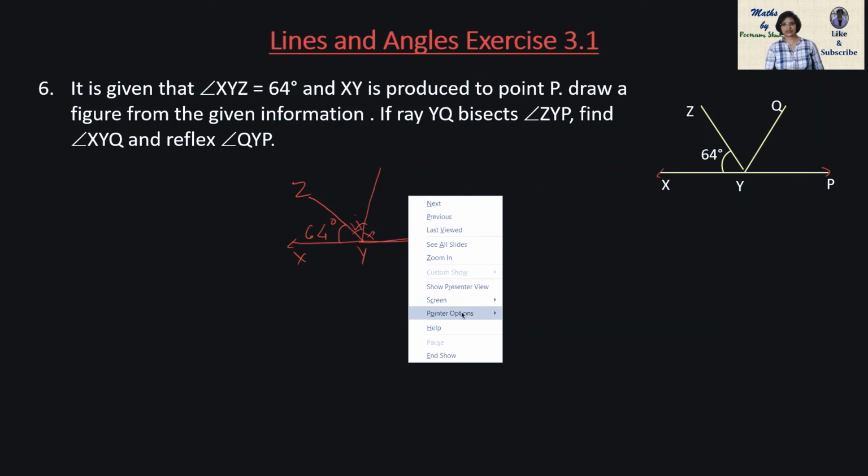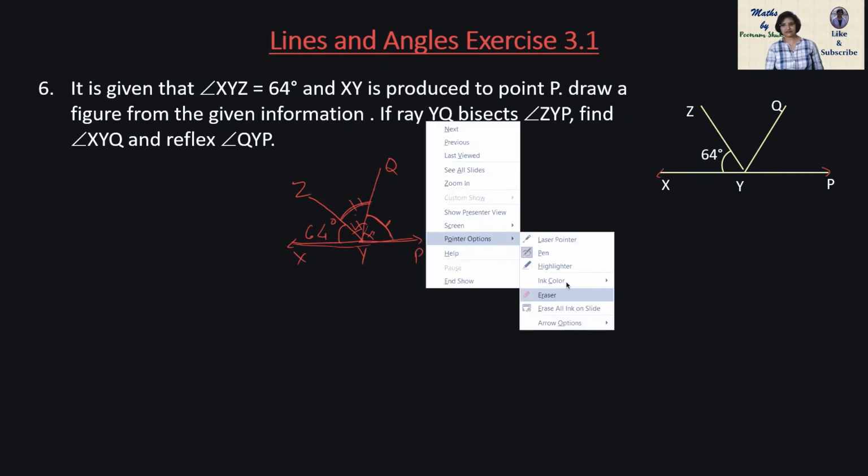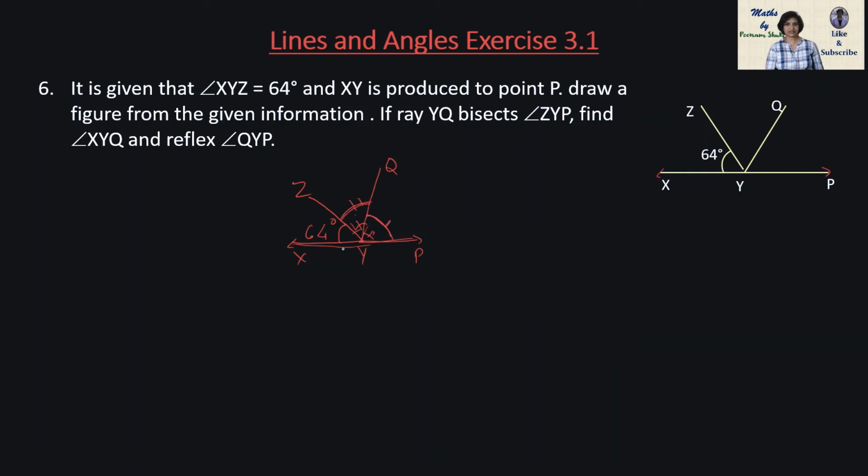So in the question it says YQ bisects angle ZYP, so this angle will be equal to this angle. Clear? Find XYQ. What is XYQ? X, Y, and Q. Which angle do we have to find out? We can show it here with different ink, so it will be easy to understand. Angle XYQ, we have to find out this angle, right? And reflex angle QYP, from here to here. These two angles we have to find out.